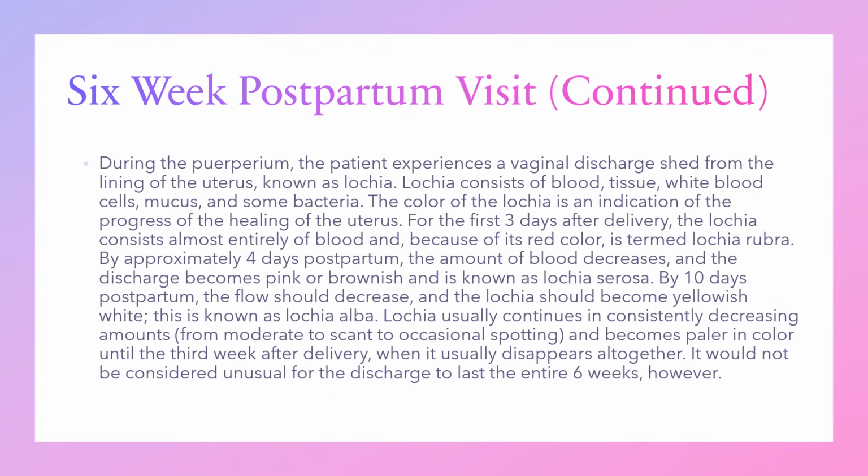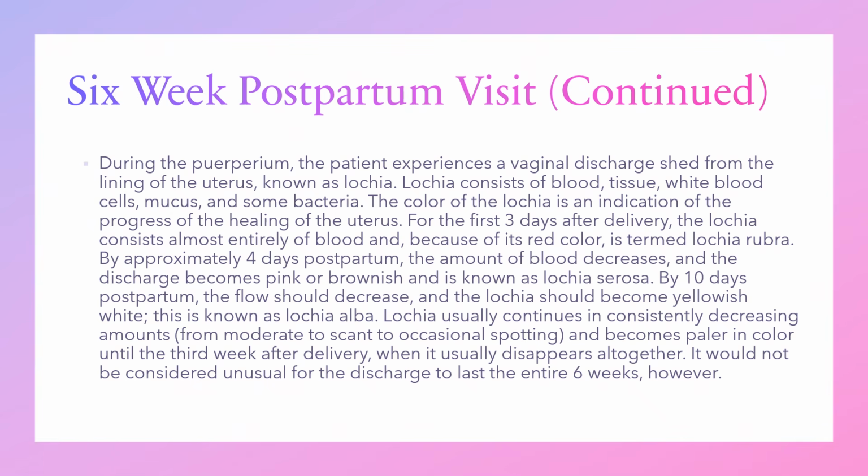So whenever you deliver a baby, they automatically start looking at the lochia and they start documenting it. For the first 3 days, the lochia consists almost entirely of blood, and because of its red color, it's called lochia rubra. By about 4 days postpartum, the amount of blood decreases, and the discharge becomes pink or brownish and is known as lochia serosa. By 10 days postpartum, the flow should decrease and the lochia should become yellowish-white, which is known as lochia alba.